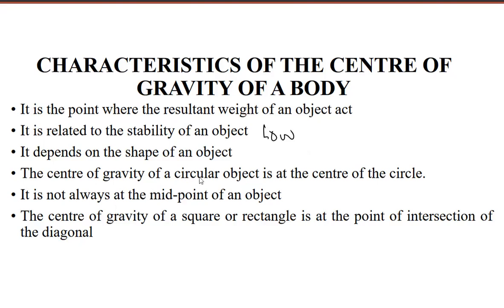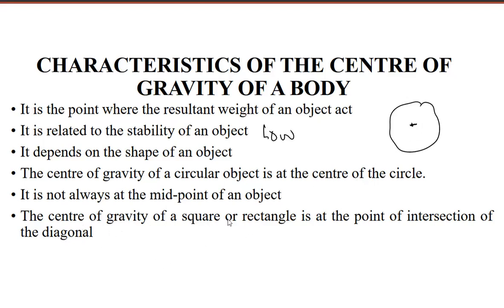Now, the center of gravity of a circular object is at the center of the circle. If an object is circular, the center of gravity is at the center. It is not always at the middle of an object. It depends. If the object is uniform, you may get it at the middle. If it is non-uniform, it will not be at the middle.